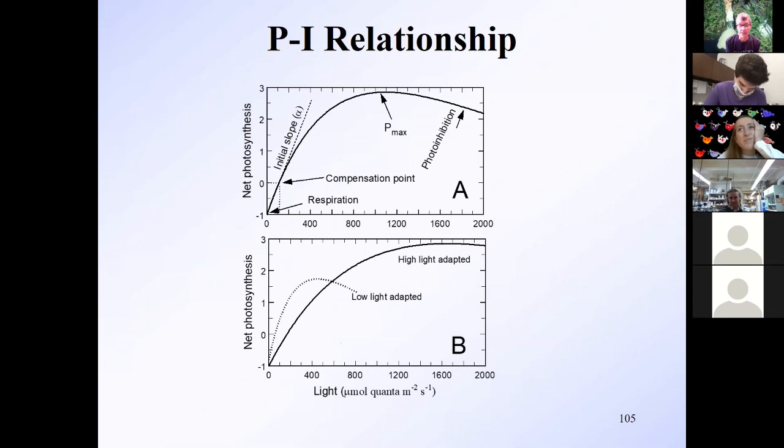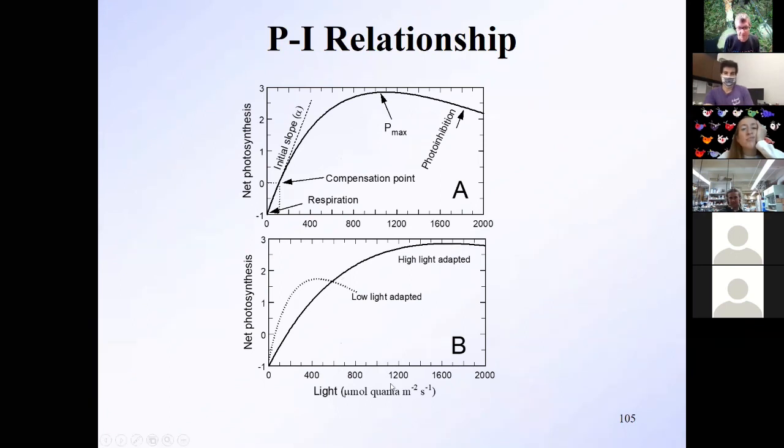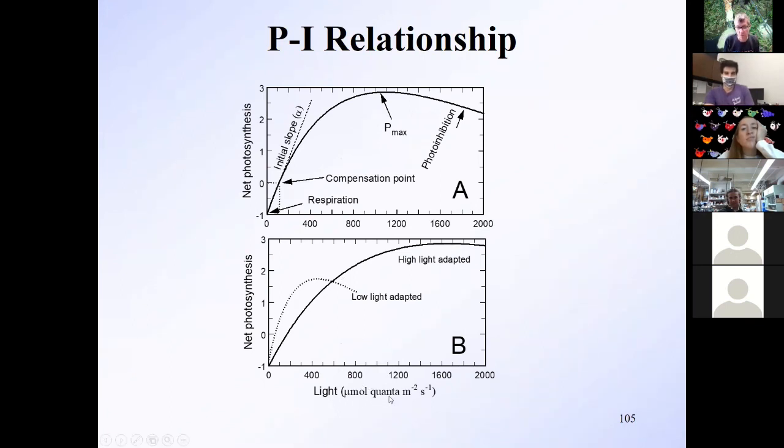Well, quanta can also be particles, right? So you can measure the number of quanta. There's a lot of them, right? So then we use this number, 10 to the 23rd. You don't want to use that, right? So instead, we use micromoles of quanta coming in per square meter per second.